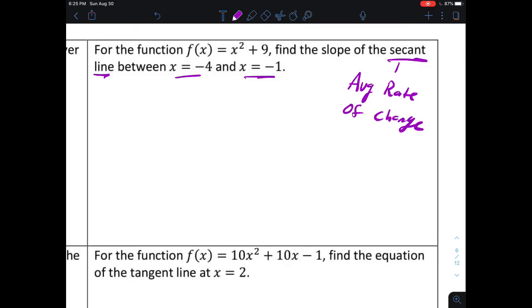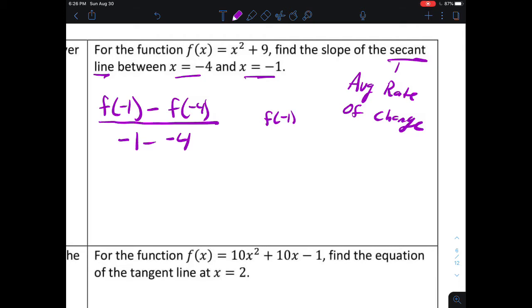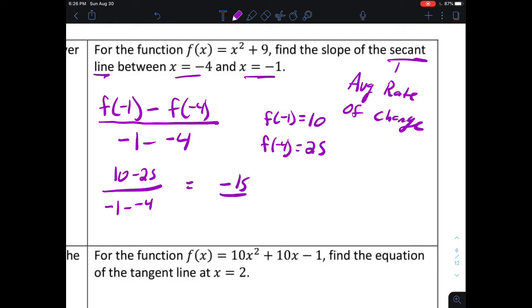So the average rate of change over this interval would be f of -1 minus f of -4, so y2 minus y1 over x2 minus x1. So I just need to plug in and get their y value. So f of negative 1 gives me 10. F of negative 4 gives me 25. And then I put this back in. So I have 10 minus 25 over negative 1 minus negative 4 gives me negative 15 over 3. So the average rate of change of the function over that interval is negative 5.